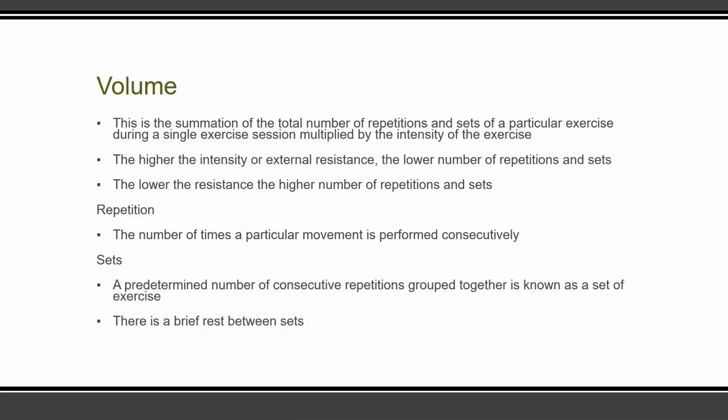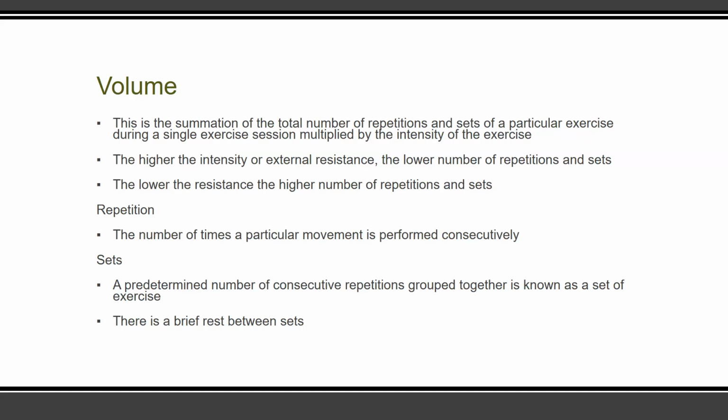The next thing we have to think about is the volume. So volume is a summation of the total number of repetitions and the sets of a particular exercise during a single exercise session multiplied by the intensity of the exercise. So what does this mean? Volume is represented as how many times you want to do the exercise: 5 times in a row, 6 times in a row, 7, 8, 9, 10 times in a row.